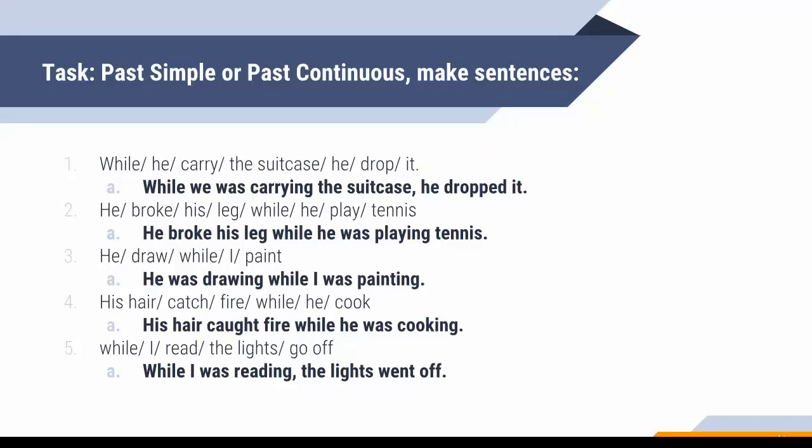He broke his leg while he was playing tennis. While he was playing tennis, continuous. Why? Because it was something that was happening for a period of time in the past. While the first one was happening, something else happened. Past simple.